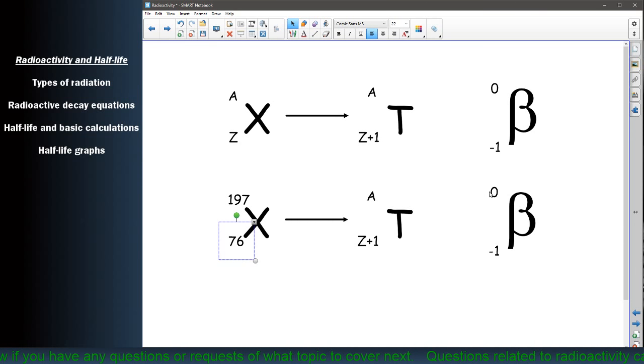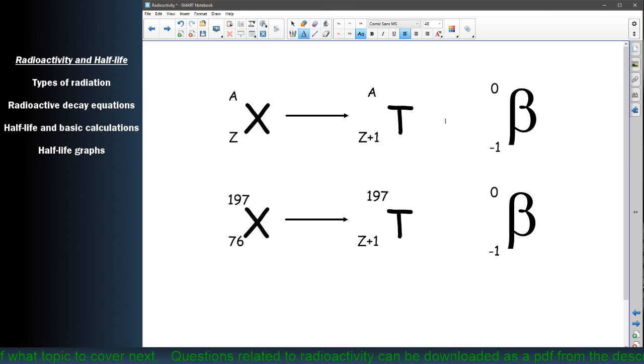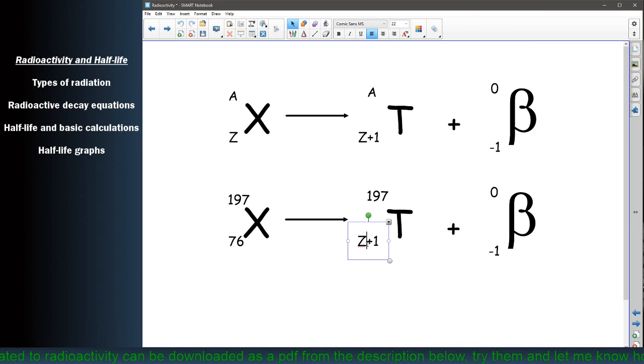Then we go, what does A have to be? Well, it has to add up to 197 on this side. So 197 plus 0 equals A plus -1. I should put my plus signs in there. That's tardy of me, sorry about that. Whereas down here we have 76, which has to equal something plus minus 1, so that has to be 77. Because 77 add minus 1 is 76. And that should be the decay.